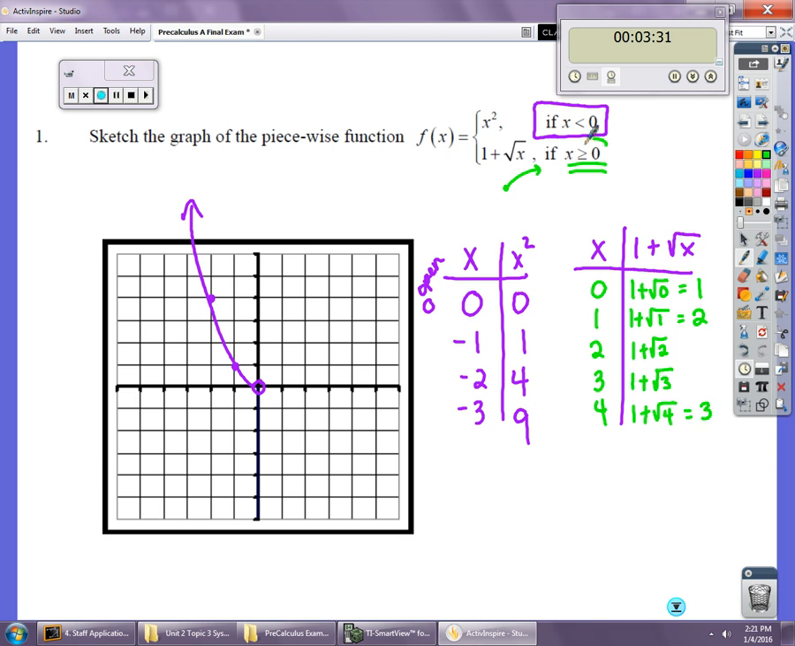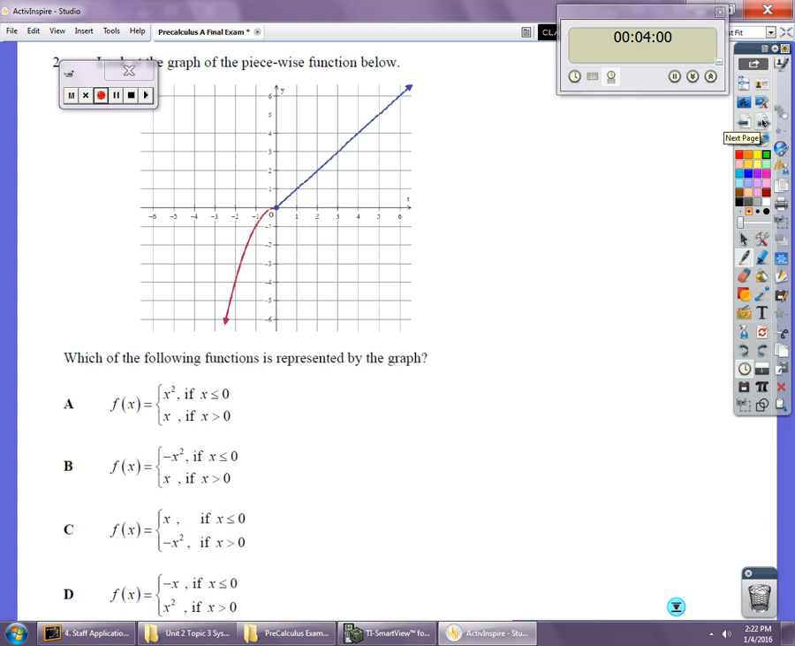Now, because this one had an or equal to, this one is going to be a closed circle on that 0. So I'm going to go to the point 0, 1, and this is going to be a closed circle. I'm going to plot 1, 2, and then 4, 3 is going to be my third and final point. And this is going to kind of arch off and grow off to the right. And there is my function.